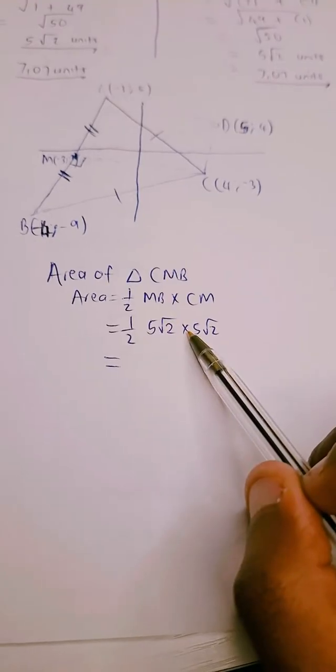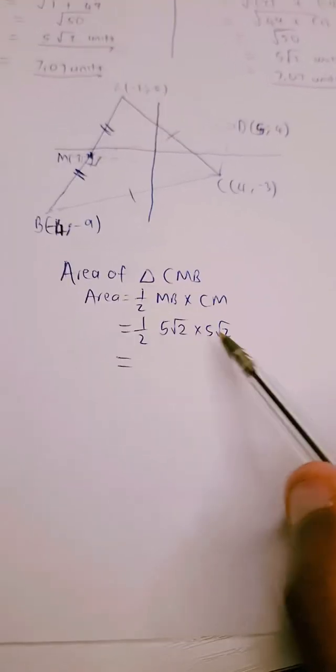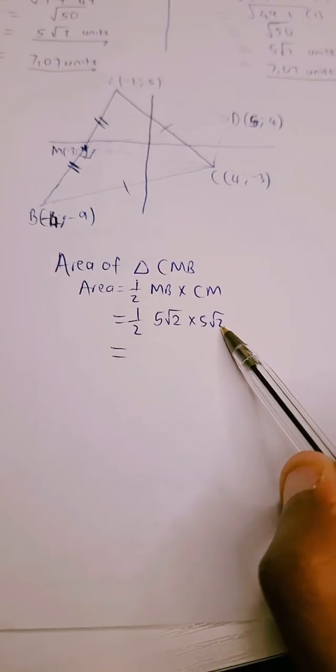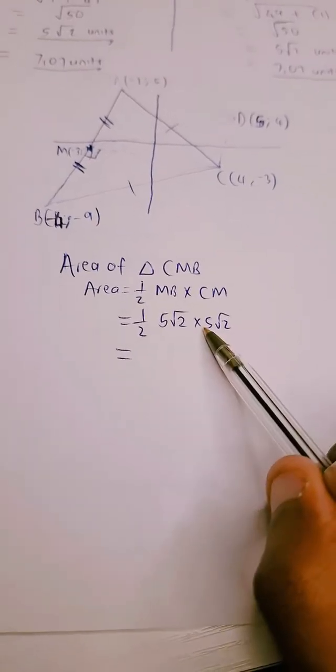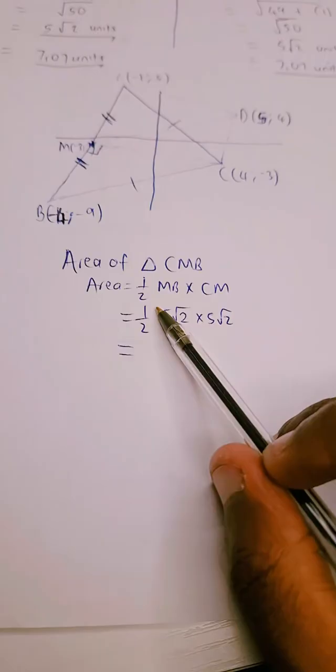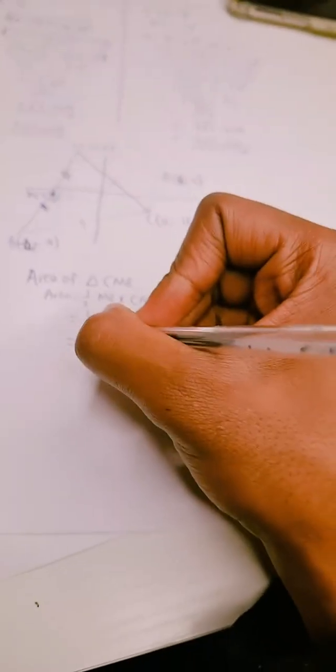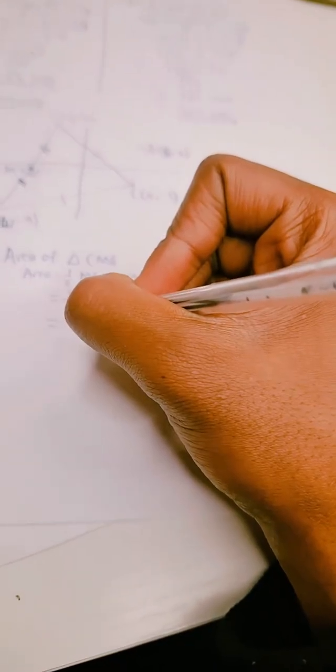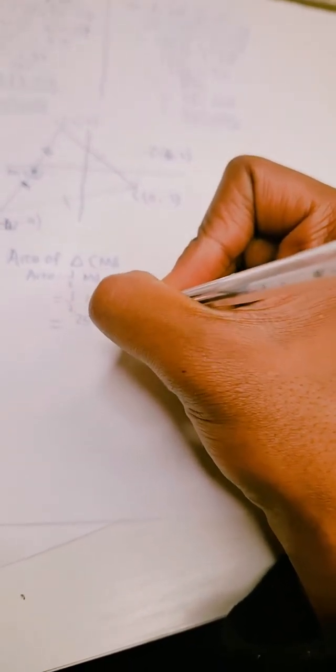5 times 5 is 25. And obviously the root 2 times root 2 is going to be 2. So 25 times 2 is 50. 50 divided by 2 is 25. 25 what? 25 units squared. Okay.